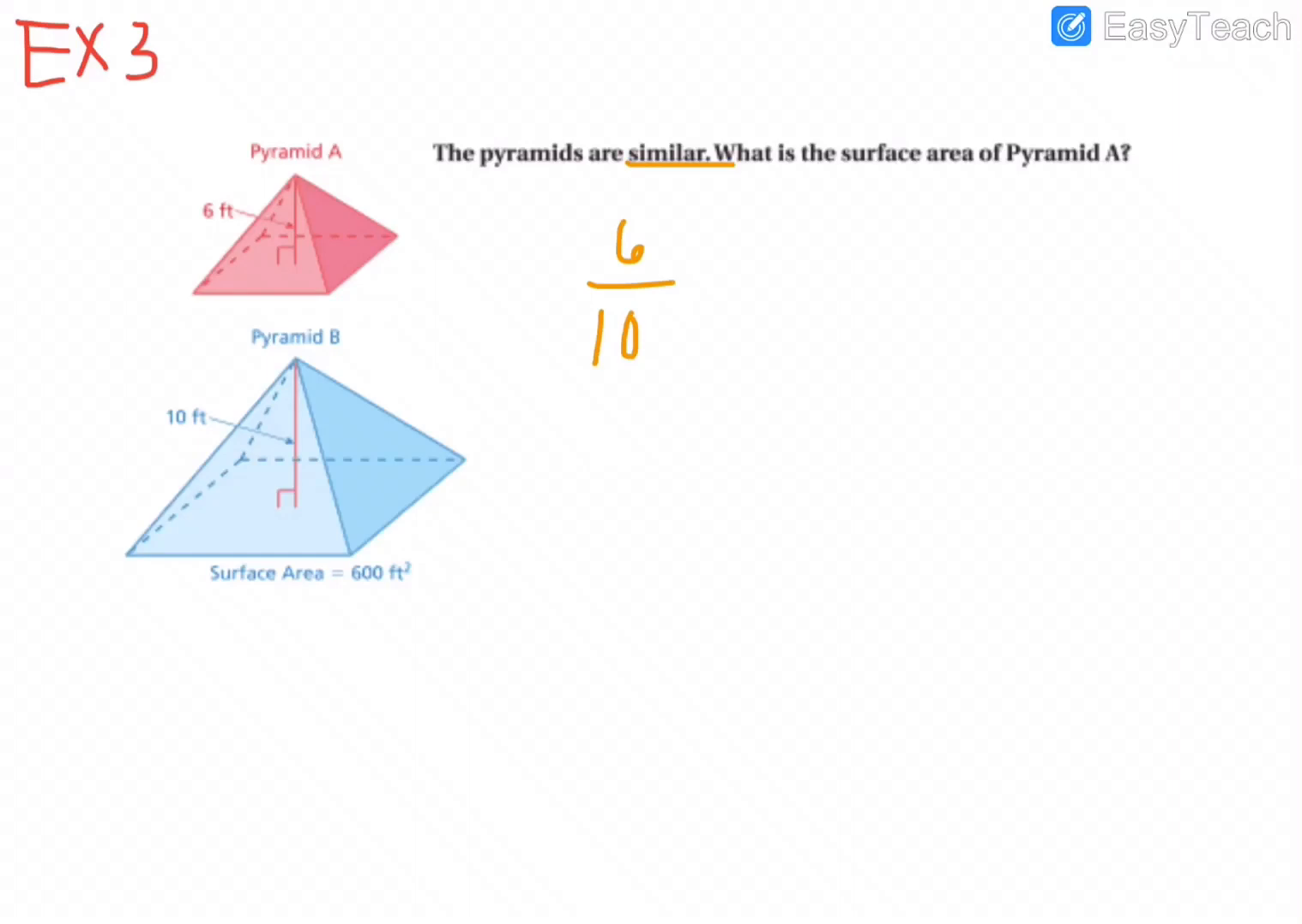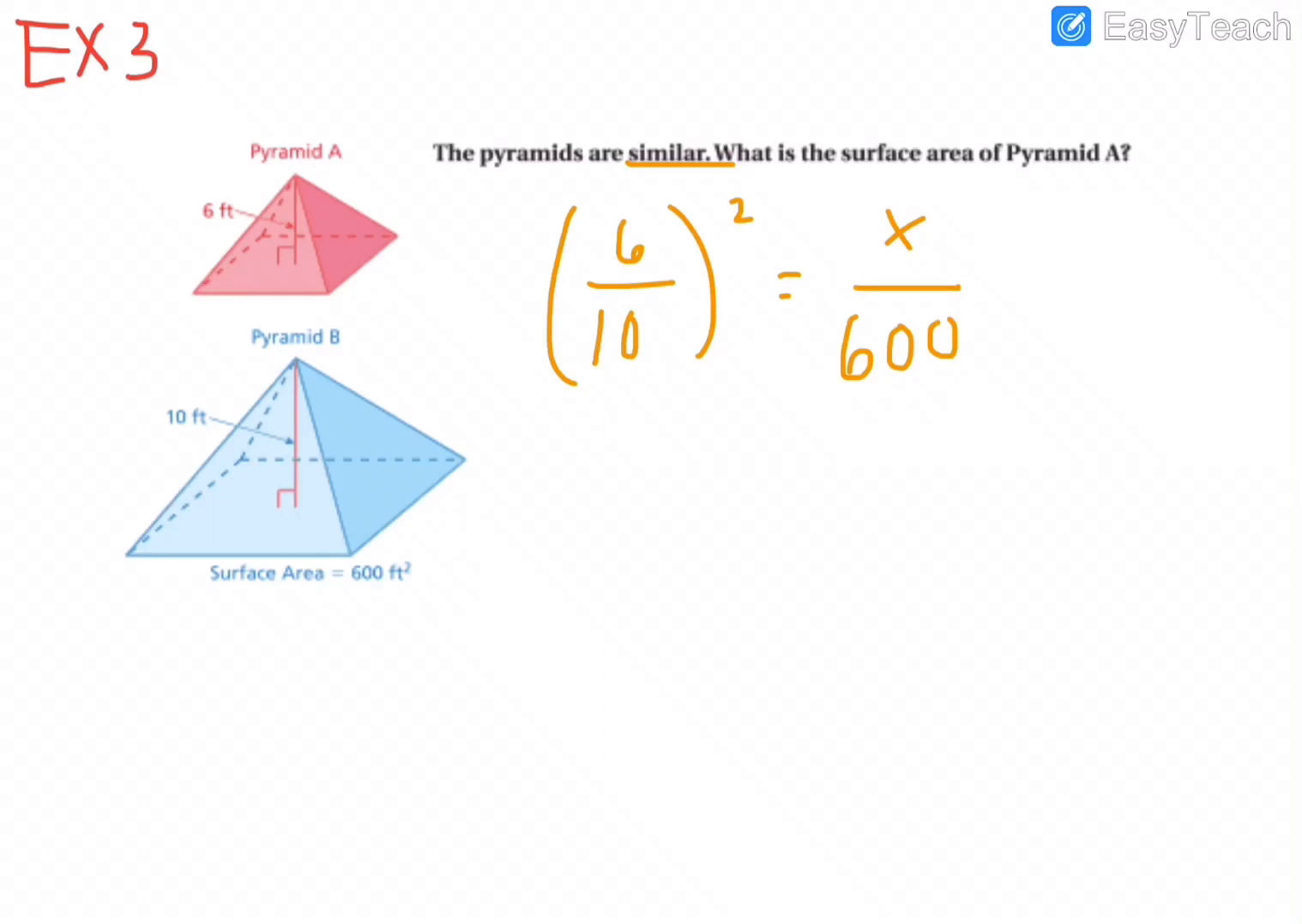We know that they're similar, so this ratio should be proportional when we set this up. What we're going to do is square that and say that it is equal to what we don't know over what we do know. And again, just making sure that the A numbers are on top and the B numbers are on the bottom. And you want to make sure that you have the side lengths in this fraction squared.